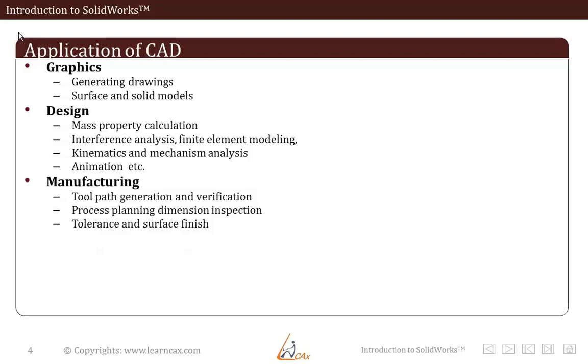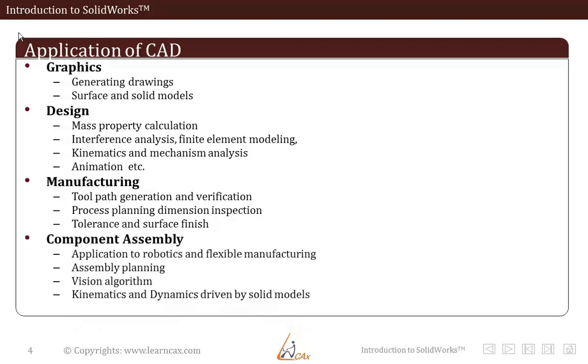Then comes manufacturing. Many interesting operations fall under this, like tool path generation and verification, the process planning, then tolerances and surface finishings and all. And the last one is component assembly. So you can actually plan the assembly parts one by one, how it is going to be fitted into the complete assembly. And also robotics, vision algorithms, dynamics driven by solid models. These all processes actually come under the application of CAD.